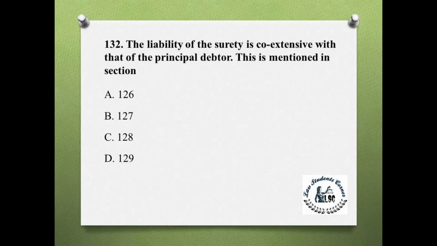Question number 132. The liability of the surety is coextensive with that of the principal debtor. This is mentioned in section: option A, 126; option B, 127; option C, 128; option D, 129. Correct answer is option C, 128.